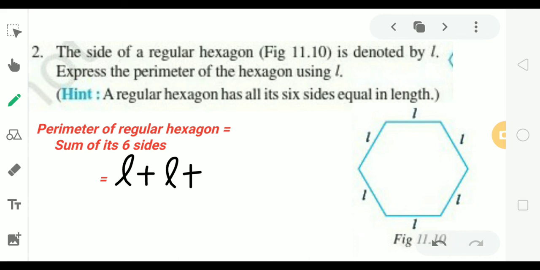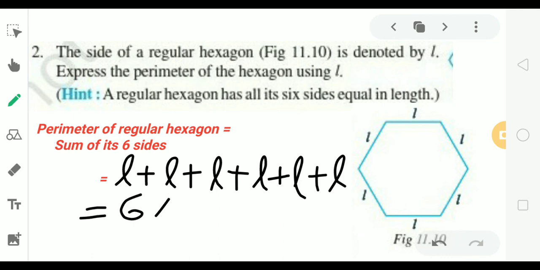So 1, 2, 3, 4, 5, 6. So 6 L's are added. 6 L's means 6 times L. So 6L is the formula for finding the perimeter of a regular hexagon.